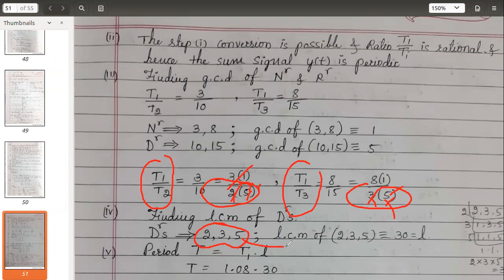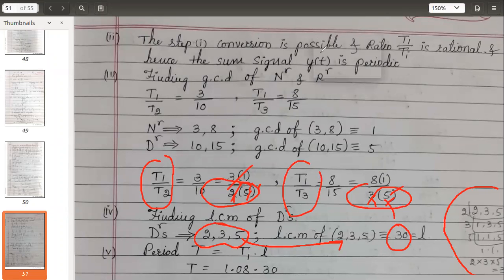So you have to find the LCM of these three. How to find the LCM? You can see what I have done here. 2 ones, then 3 ones, and 5 ones. 2 into 3 into 5 is 30. So I got the LCM of the denominators as 30.